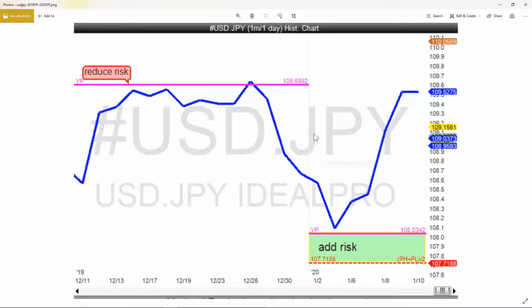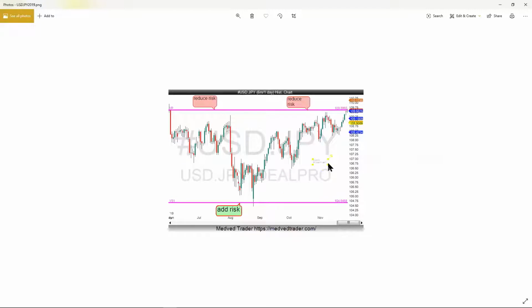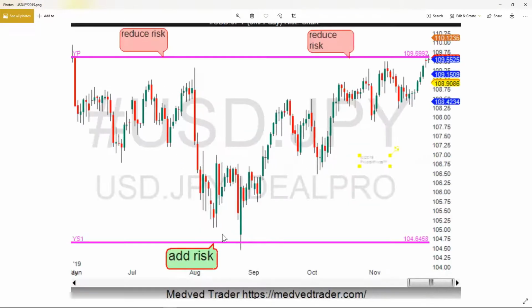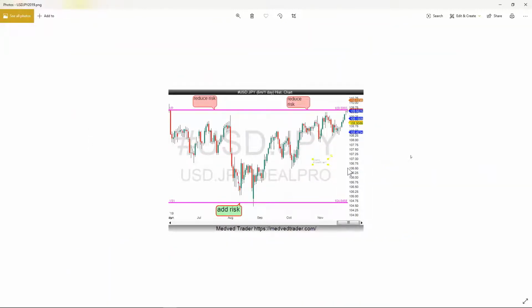Here's dollar yen. Last December, it came up to its yearly pivot at 109.60, and then it pulled back in January to the 2020 yearly pivot and bounced off of it. And we all know where it's at today. Here's another longer term trade of it. It went from the yearly P, yearly S1, back up to the yearly P. So the big reversals during the year, I find, happen at these yearly pivots.